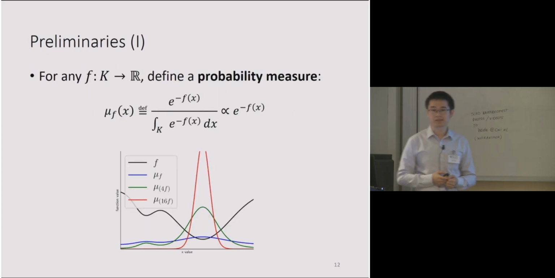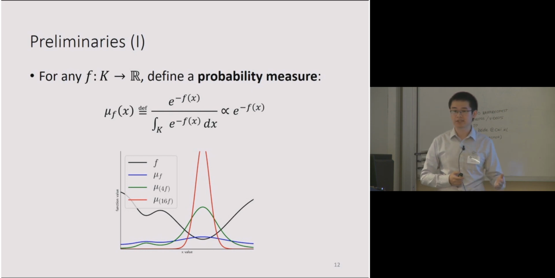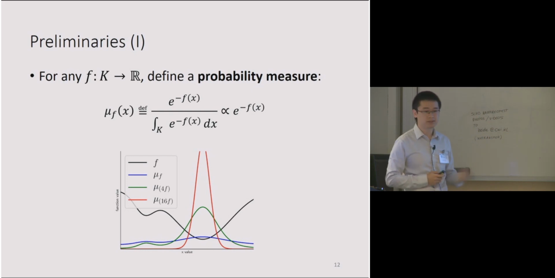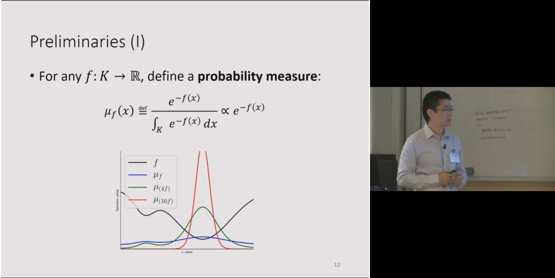Before presenting the theoretical result, let's first introduce several notations that will be useful for the analysis. The first notation is called a function-induced probability measure. Given an arbitrary function f, we define a probability measure mu_f, whose density function is proportional to e to the minus f of x. Here f is an arbitrary function. It doesn't need to be the objective function that we actually minimize. And I'm plotting three examples of the density function at the bottom.